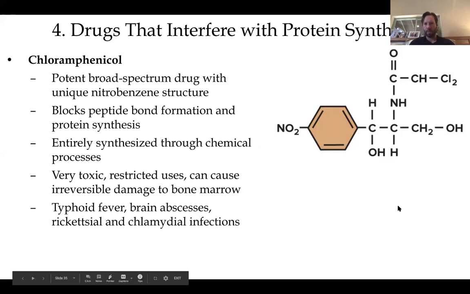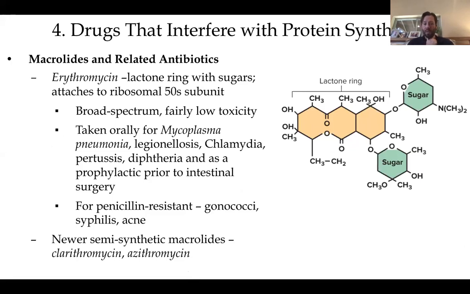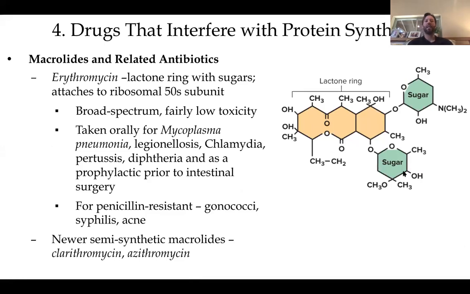Macrolides, erythromycin, right? We've all heard of erythromycin. It has this lactone ring right here and these sugars attached to it. And what that does is it attaches to the 50S subunit, not the 30S. Broad spectrum, again, broad spectrum. Fairly low toxicity. That's why it's used commonly, right? That's why we've all probably had erythromycin at some point in our lives.